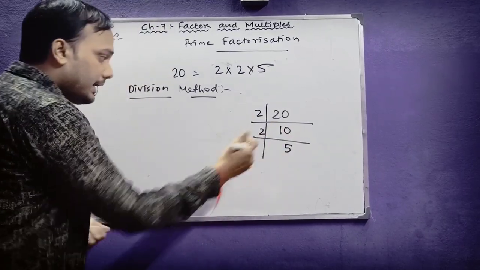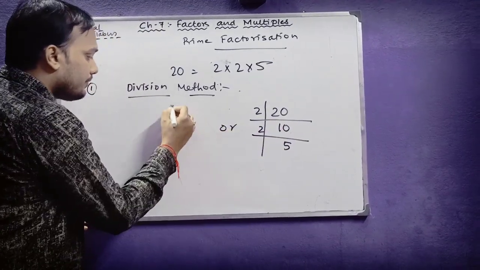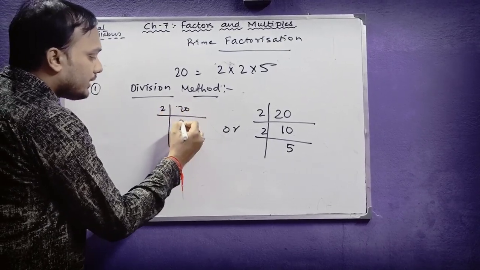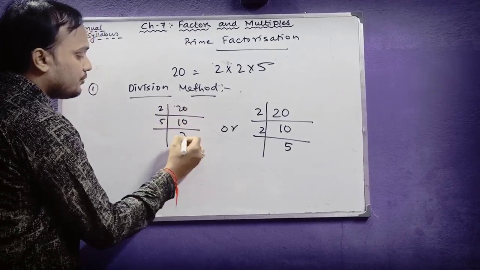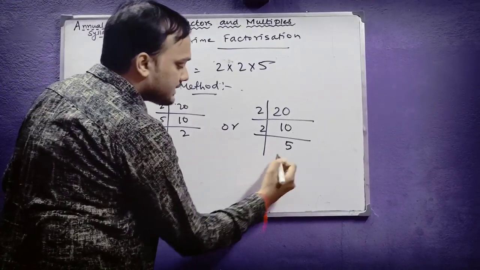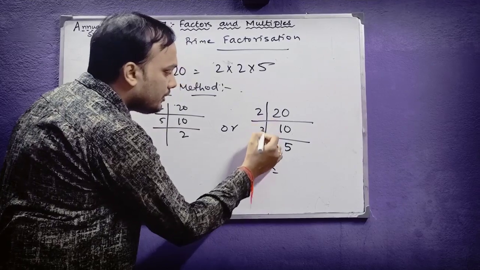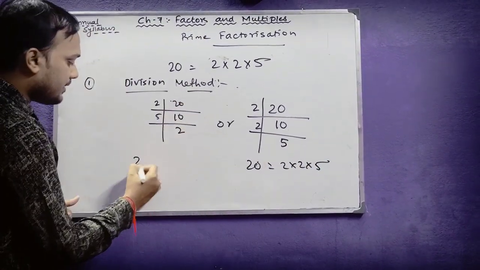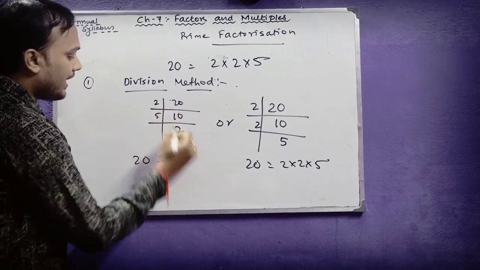Okay, I can do it like this also. For 20, let me take 2 into 10. I can also write here 5 into 2, no issue with that. Both are the same. So in this case it will be 20 equals 2 into 2 into 5. And in this case it will be 20 equals 2 into 5 into 2.